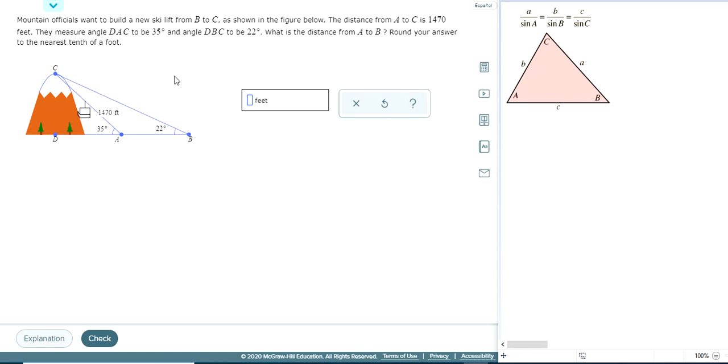So mountain officials want to build a new ski lift. There's a lot of information. I usually go right to the end and then I try to reread. What is the distance from A to B? They want me to figure this out, this distance here. And if you go back and read, they tell us A to C, as it's labeled here, is 1,470 feet.